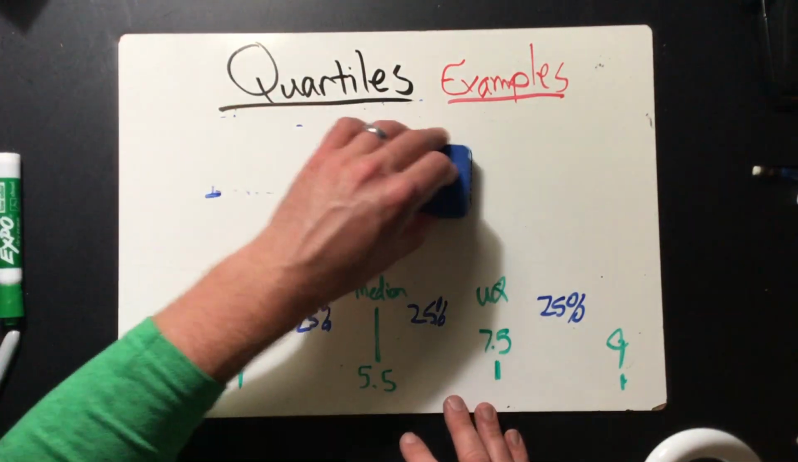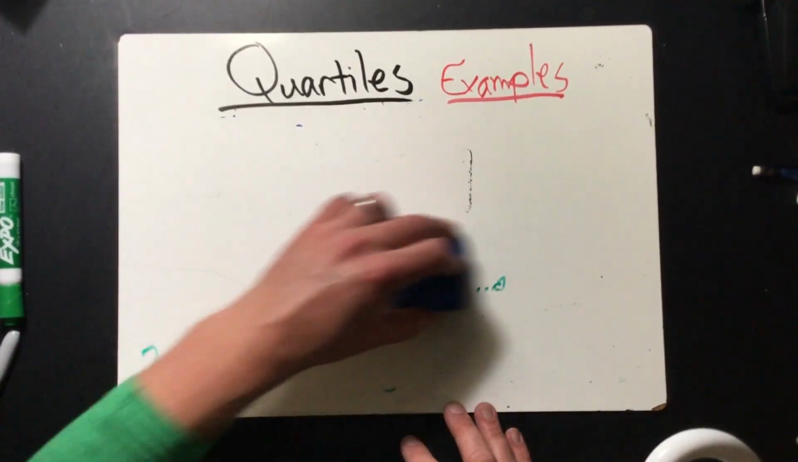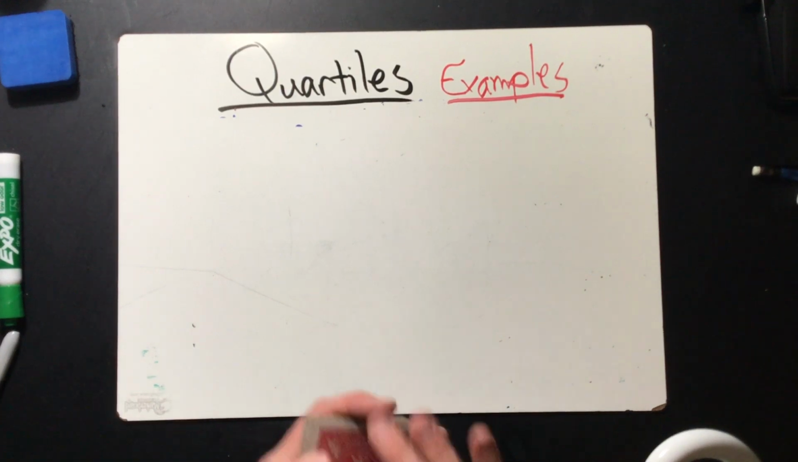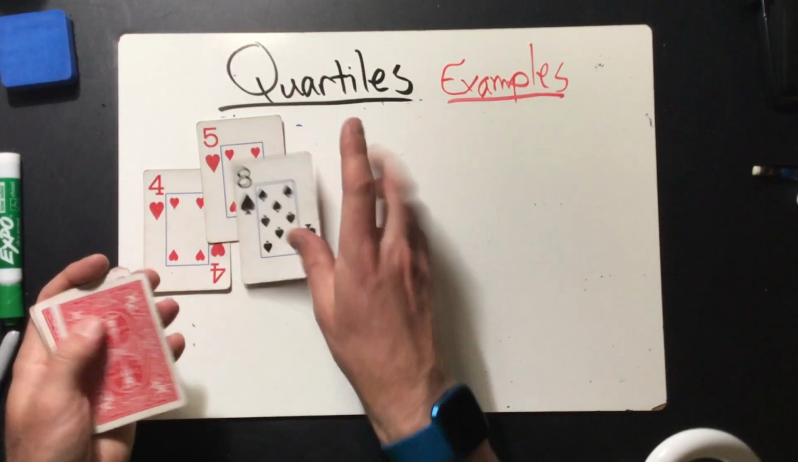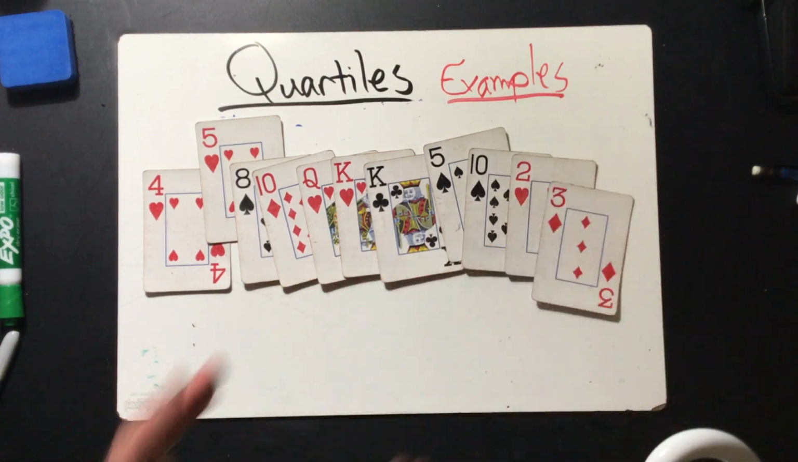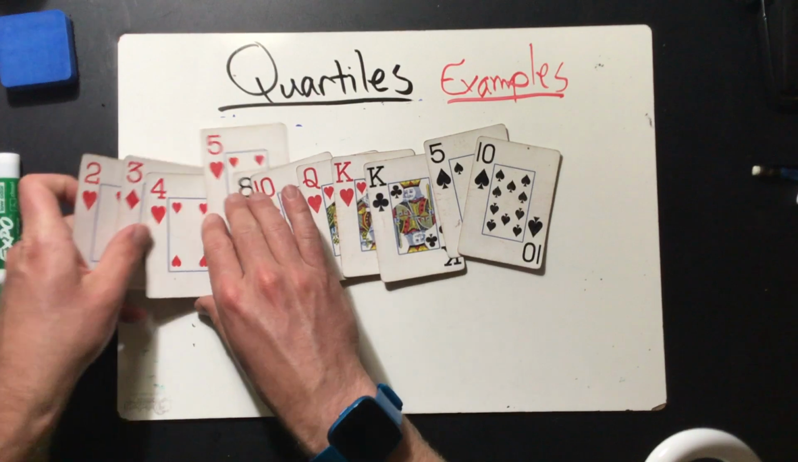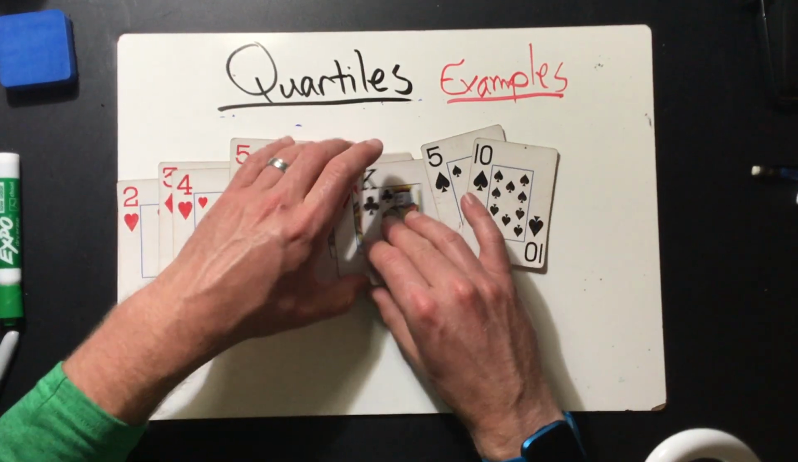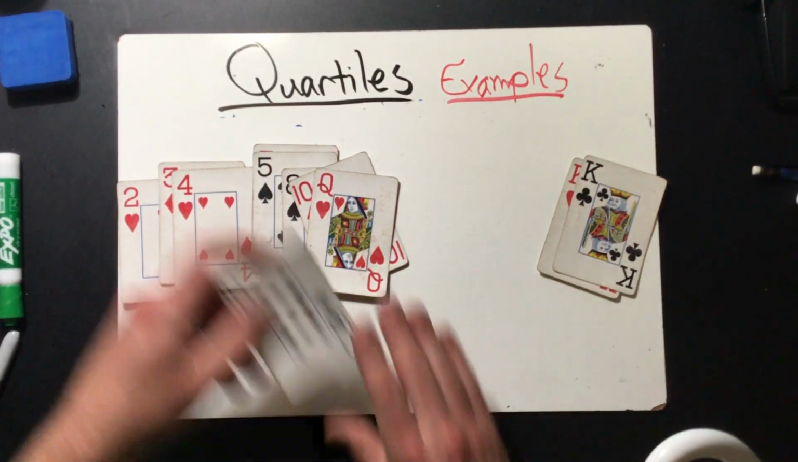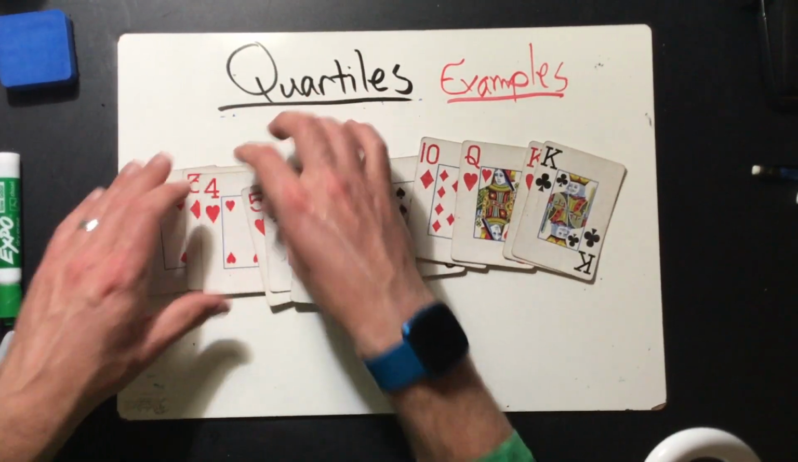Let's do one more for good measure. So I'll erase all these numbers. All right, again, I have a set of cards to help us out with this. Okay, so just like before, I need to rearrange these so that they are in numerical order. So let's see here, this goes there, and that goes there. Good, now I have a good look at my numbers here.